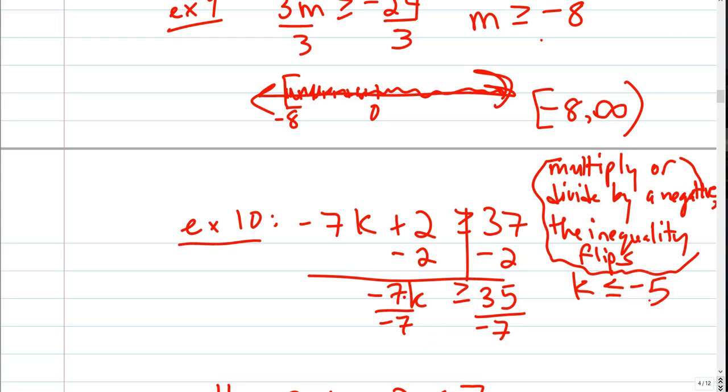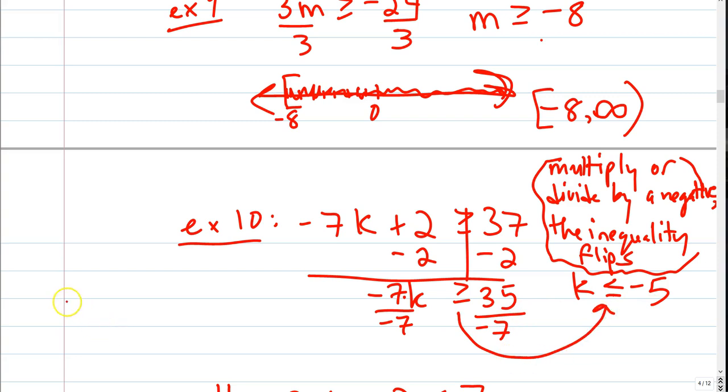If you've done this, and you're like, well, why does it flip? Well, I can tell you. One thing, if you think about it, whenever I multiply or divide by a negative, everything becomes opposite. See, this k was a negative 7k. It was negative. It's now positive. This 35 was positive. It's now a negative 5. Those both changed signs. They both flipped opposite of what they were. So doesn't it make sense that when you multiply or divide by a negative, if all the numbers and all the variables become opposite, so does the inequality.